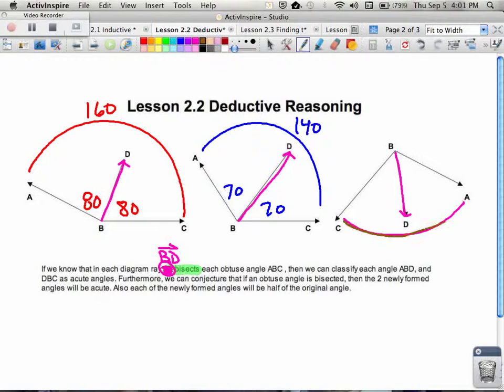That angle was maybe 120 degrees, which is also obtuse. Then if I bisect, I get 60 and 60. And what you'll notice in every single one of these cases is that the resulting angles, which are equal to each other, are all acute angles, meaning that they're all less than 90. And so that is also deductive reasoning.